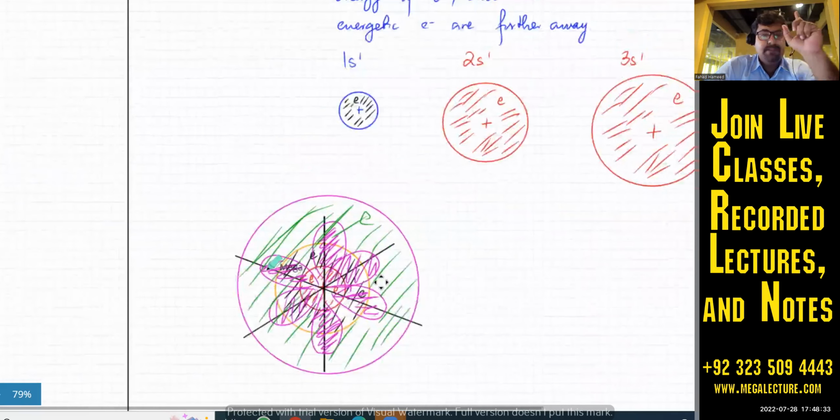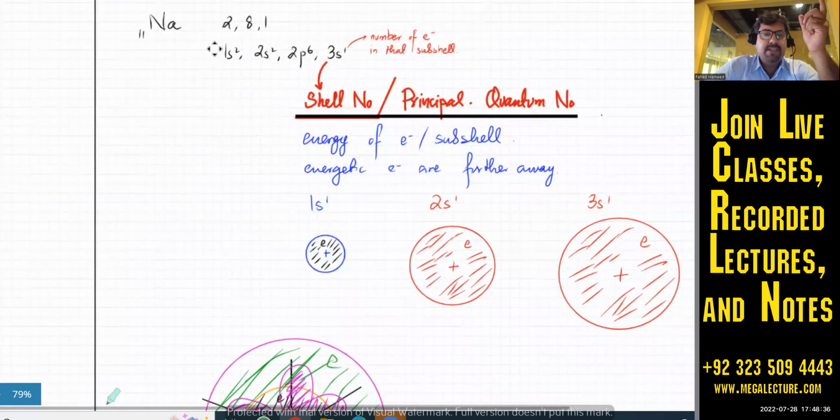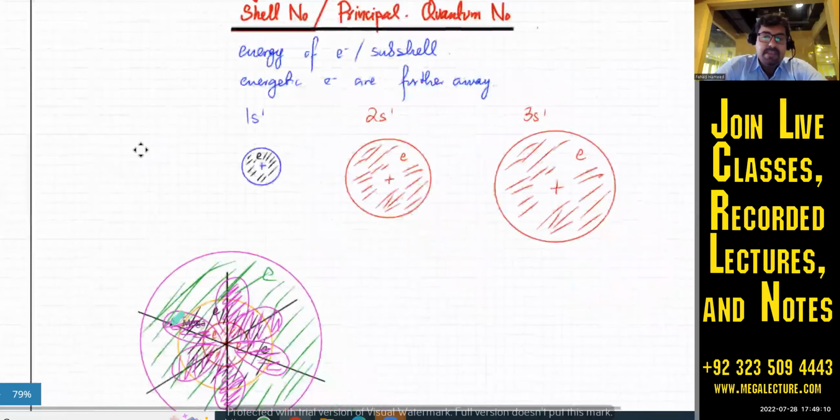So we haven't figured out how did I get this? How did I know sodium has an electronic configuration like this? That will be next class. We'll probably study how to actually figure out an atom's electronic configuration. But right now, just familiarize yourself with this: electrons will be put in subshells, and each subshell will have a separate energy level, and each subshell will have a different shape, and it will have a different number of electrons that it can accommodate. Okay, is that clear?